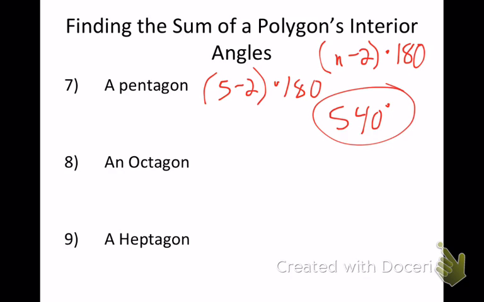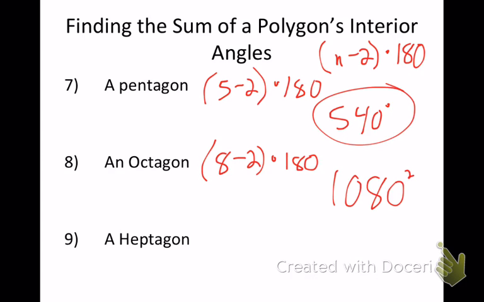Number 8, an octagon. How many sides does an octagon have? Hannah. 8. So I'm going to say 8 minus 2 times 180. 8 minus 2 is 6. 6 times 180 gets me how many degrees? 1080 degrees.